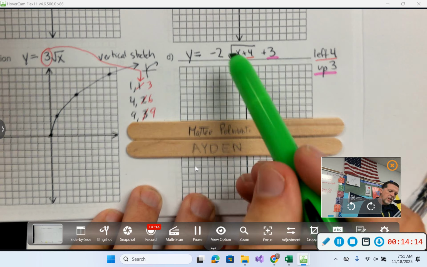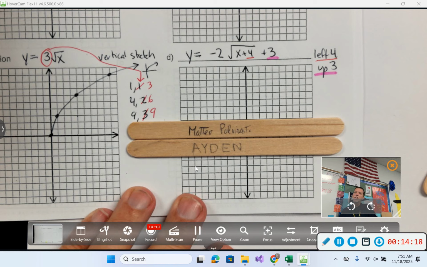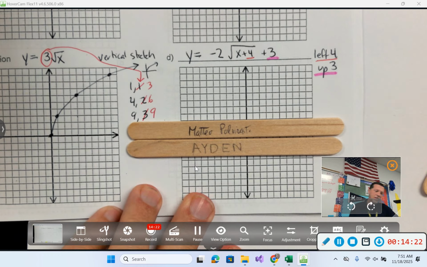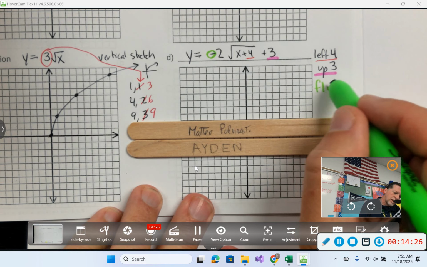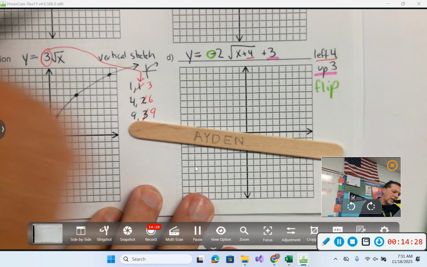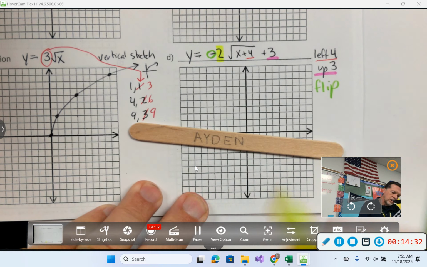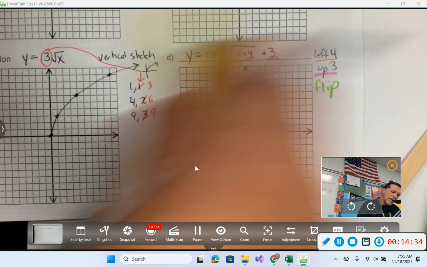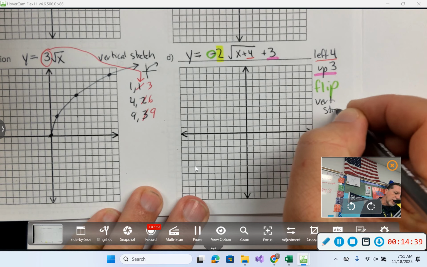So that there's a 2 and a negative. Tell me about one of those. Yes. Wait, what makes it flip? This will be flipped. And lastly, Aiden, what's that 2 do? Multiply the y values. If you want to sound fancy, you might say a vertical stretch.